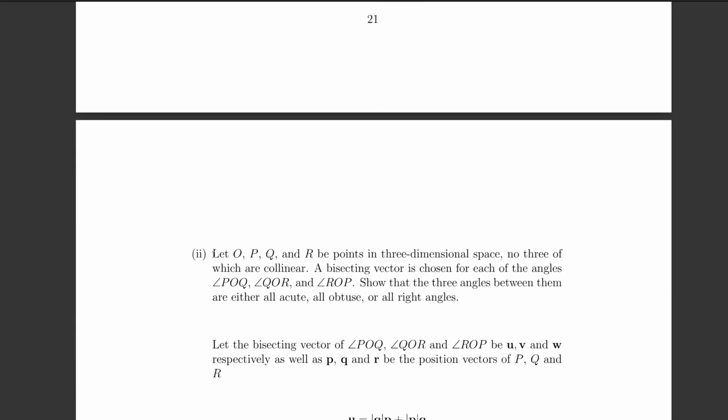So the last part is honestly the trickiest part of this whole question. They give us 4 points, and yeah, it's in 3-dimensional space, so you can sort of imagine it as a tetrahedron. And then they define a bisecting vector for these 3 angles, and then they want us to show that the 3 angles between them are either all acute, all obtuse, or all right angles. So they're referring to the angles between the bisecting vectors, right?